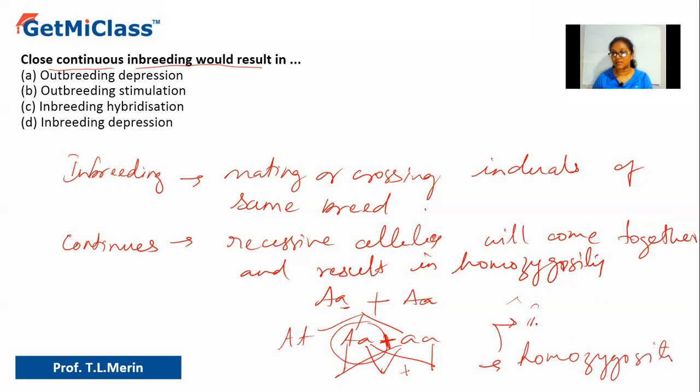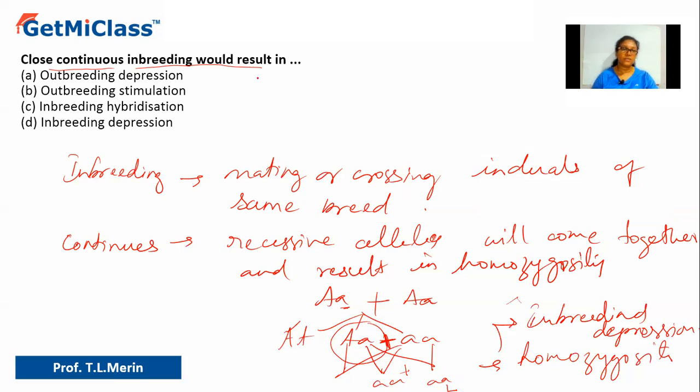And what is this called? Inbreeding depression. Why depression? Because if you're looking for the capital allele or dominant allele to be expressed, that is your desired characteristic. When you get the small allele, the recessive allele in homozygous condition, that characteristic will be lost. So the productivity and reproductivity both will be reduced.